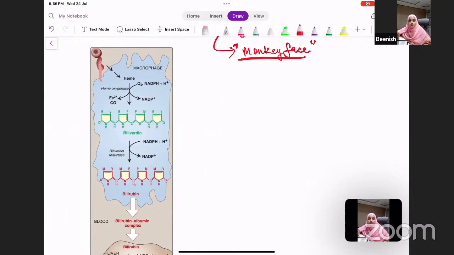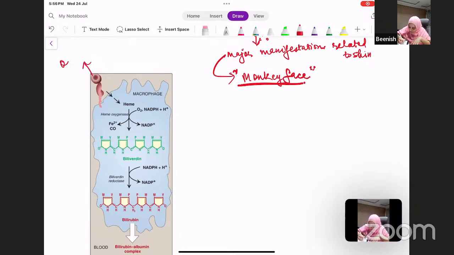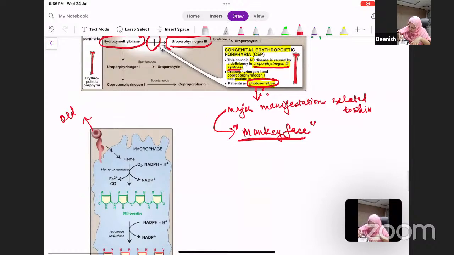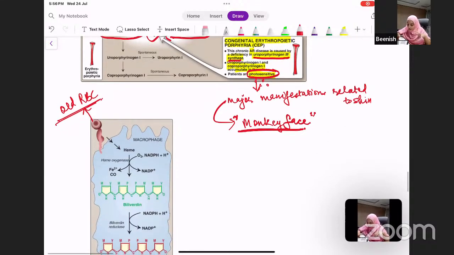Okay, now let's talk about heme degradation. So your senescent, old, injured RBCs, or those that have completed their 120 days of lifespan in the circulation, are going to be phagocytosed by macrophages, particularly in the liver and the spleen. So we're done with heme synthesis, we're done with porphyrias, now we're talking about heme degradation. Old RBCs or injured RBCs are phagocytosed by macrophages.